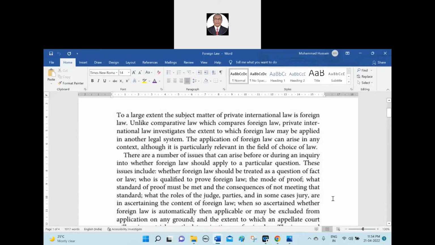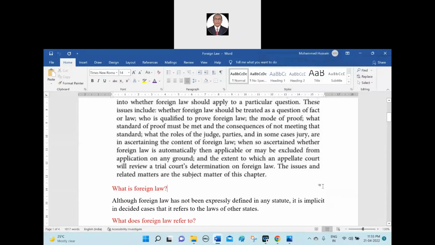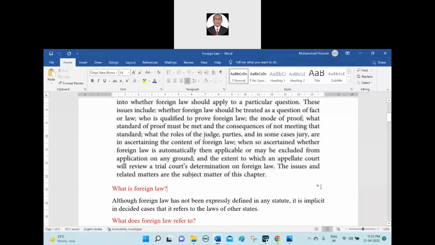So in a case of the jury, in ascertaining the context of the foreign law, when ascertaining whether foreign law is applicable, it may be excluded from the application on any ground, and the extent of which an appellate court is there. So the court will decide whether to apply the local law, the law of the forum, or it can be replaced by the foreign law. If it is replaced by the foreign law and there is good justice as far as the parties are concerned, at that instance, it is the discretion of the judges to use the foreign law in place of the local law.